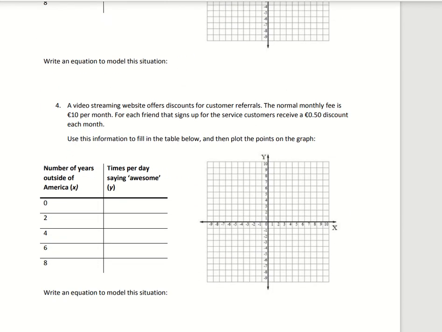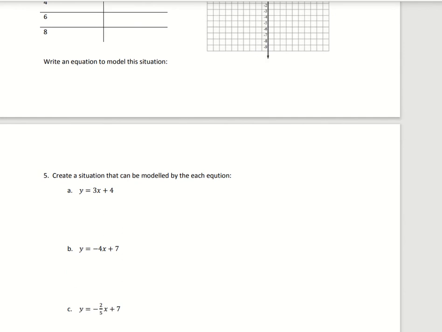I'm going to go along to the last one or two here, and it says create a situation that can be modelled by each equation. So y is equal to 3x plus 4. This could be something like a plant that started at 4 centimeters and it grew by 3 centimeters every day.